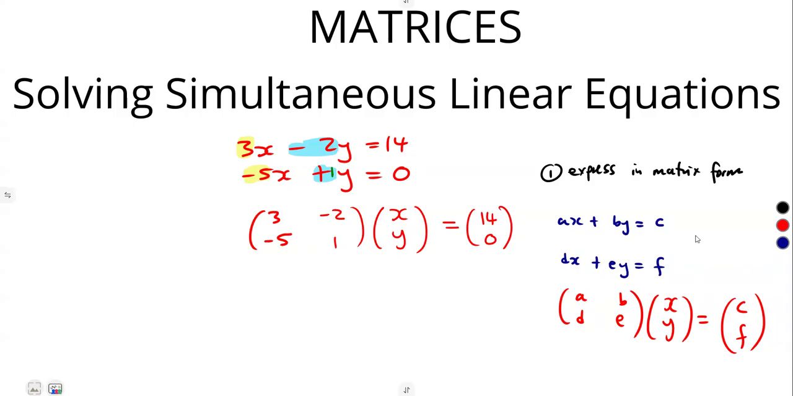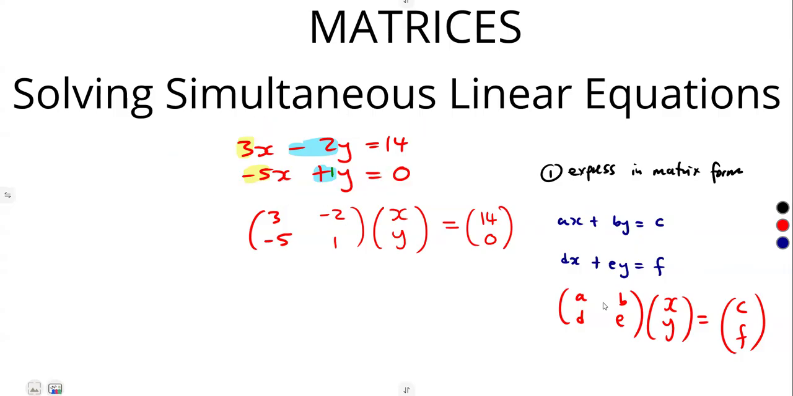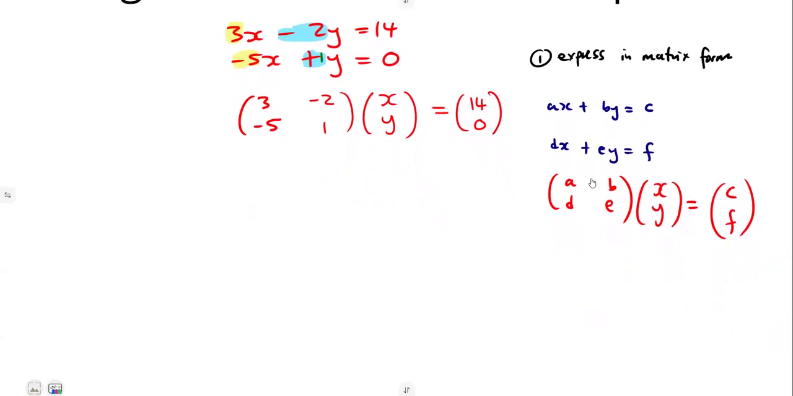So the first thing is the order. You must have the order in this manner: the x first, followed by y, then the constants. So you must be very careful. If it is not given in that manner, you have to rearrange to express it in this manner.